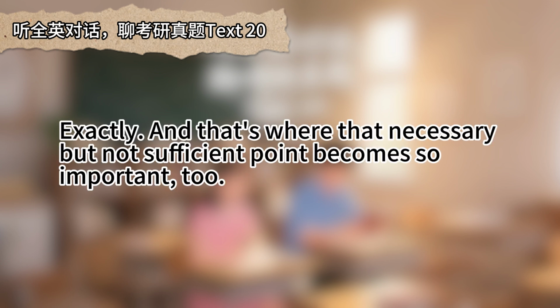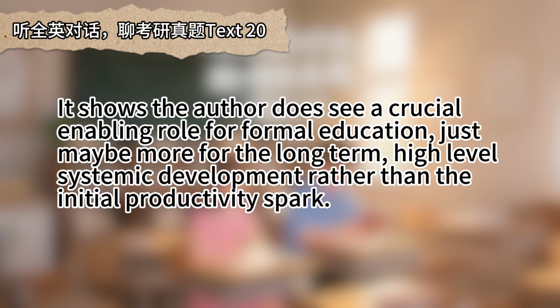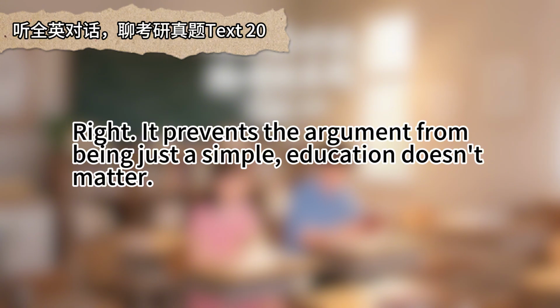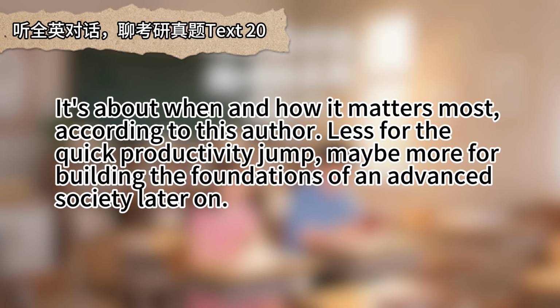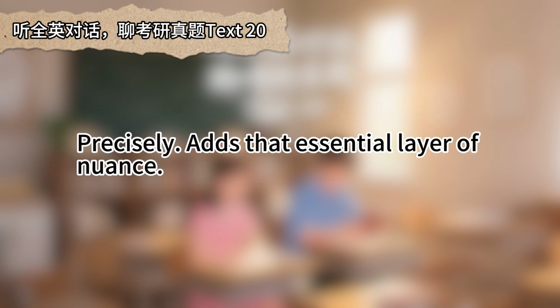And that's where that necessary but not sufficient point becomes so important, too. It shows the author does see a crucial enabling role for formal education, just maybe more for the long-term, high-level systemic development rather than the initial productivity spark. Right. It prevents the argument from being just a simple "education doesn't matter." It's about when and how it matters most, according to this author. Less for the quick productivity jump, maybe more for building the foundations of an advanced society later on. Precisely. Adds that essential layer of nuance.